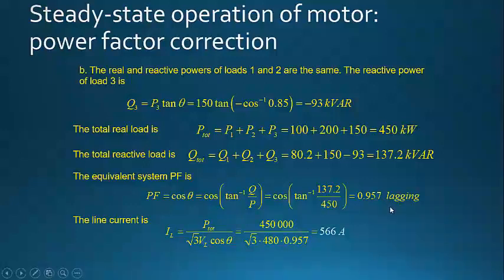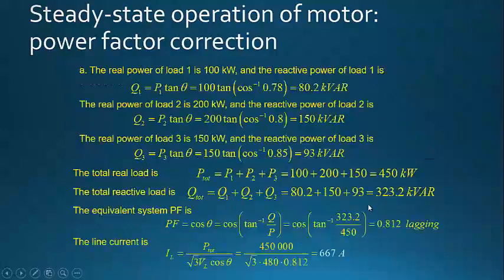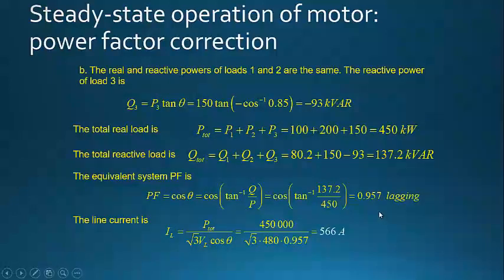Okay, so this is our new power factor if the synchronous machine is allowed to operate at a leading power factor. So now let's compare the two power factors. Here you can see that the overall power factor of the system is 0.957 lagging. The other one was 0.812. So if we adjust the power factor of the synchronous motor, the overall power factor of the entire system has improved from 0.812 to 0.957 lagging.